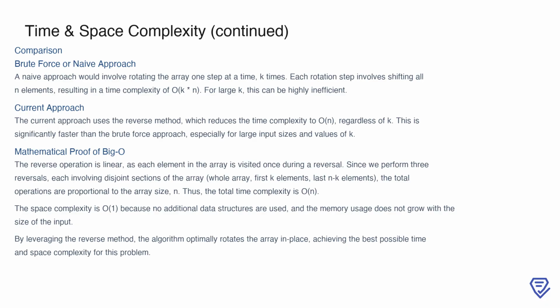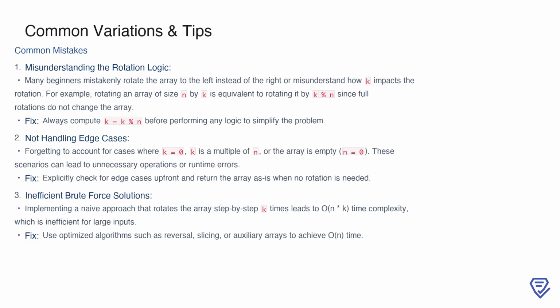This keeps the time complexity at O(n). With no additional data structures, the space complexity remains O(1). By using the reverse method, the algorithm achieves optimal performance, both in time and space, for this problem. When working on the rotate array problem, there are a few common mistakes that can trip you up.